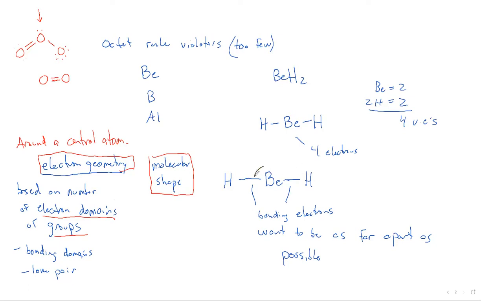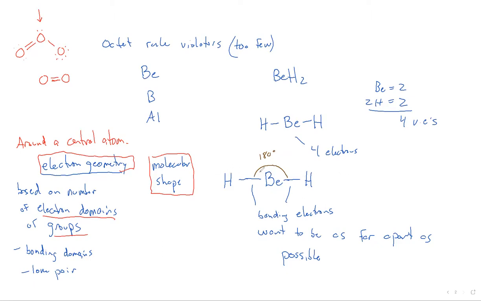So what is the bonding angle? This bond angle is 180 degrees. They cannot get any further away from that. So there are going to be rules. If you have two bonding domains, or two electron domains, they're going to take a 180 degree orientation. And so that will determine the shape.